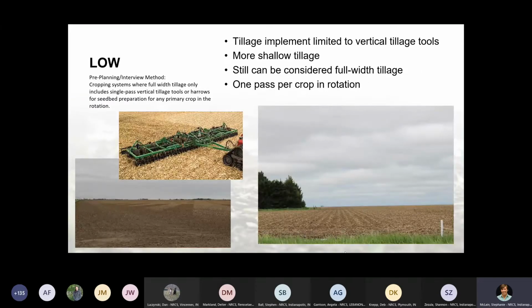So we get into that low category again. This was where we still are having maybe some tillage in here, but it's shallow tillage. We wanted to limit it to our vertical tillage tools for our primary crops. So this would be like a seed bed preparation practice. You're knocking down residue, but it's staying over the surface because you're not burying it. And so what that would look like in fields when that happens, and you think about what those management practices are. And again, one pass per crop in rotation.